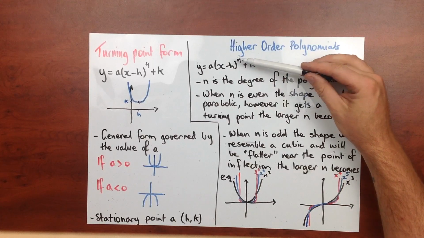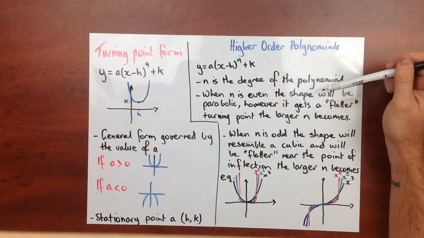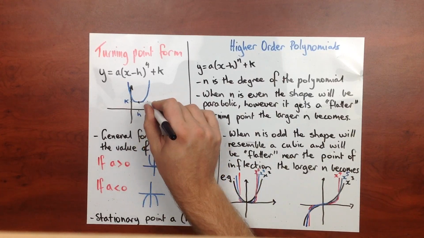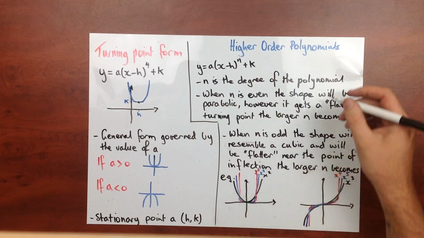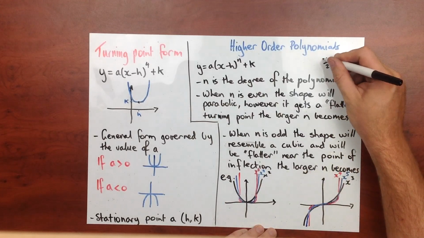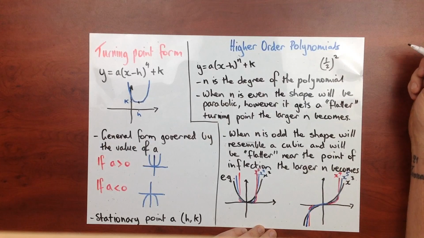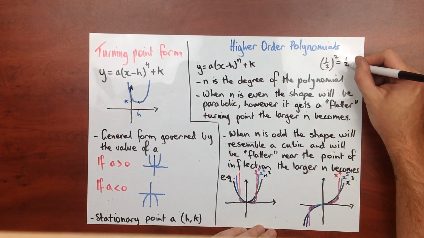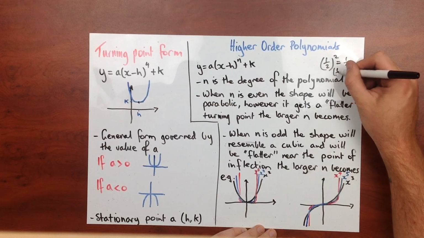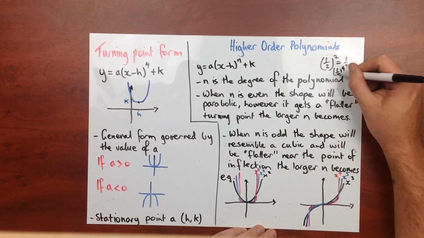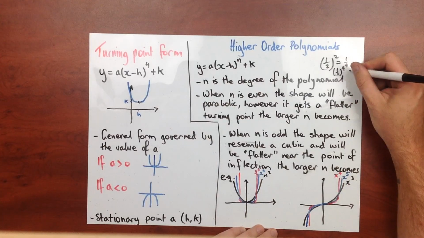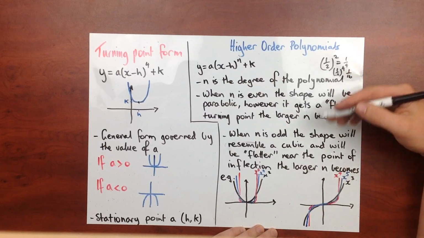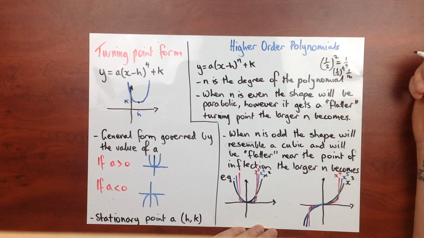When n is even, like we've got now, we're going to end up with this general parabolic shape. However, we're going to keep getting flatter in that region towards the turning point. That's because if we have a half and we square it for a quadratic, it's going to give us a quarter. When we go for our quartic, though, it's now to the power 4, so it becomes 1 on 16. Then we'll keep going. When we get to power 6, it's going to be 1 on 64.